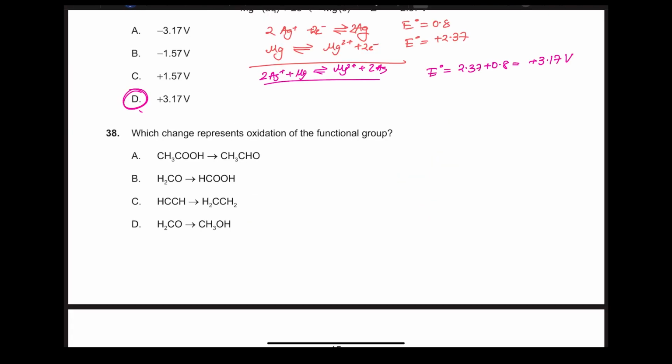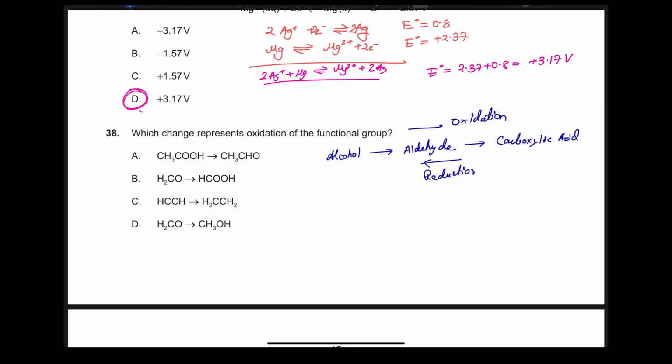Now moving on to question 38, right? You have to identify which represents oxidation of a functional group. Alcohol will be oxidized to form aldehyde or ketone, right? And if aldehyde is formed, it will be oxidized to form carboxylic acid. So this is the oxidation flow. This way it's oxidation, and the other way is reduction.